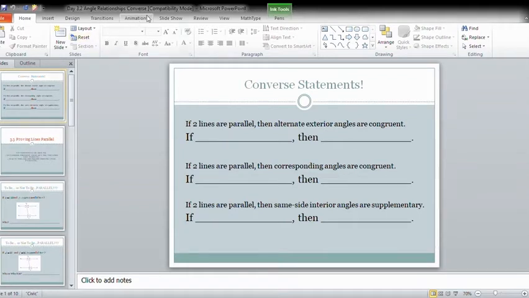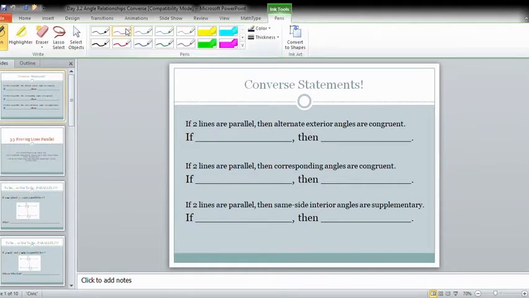All right, last day of lessons. We're going to review the converse a little bit more today, make sure we're all on the same page. So, we're going to write converse statements. If two lines are parallel, then alternate exterior angles are congruent. Let's do the converse. If, and now we're going to write the end part first, alternate exterior angles are congruent, then two lines are parallel.